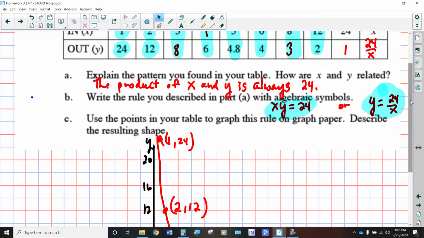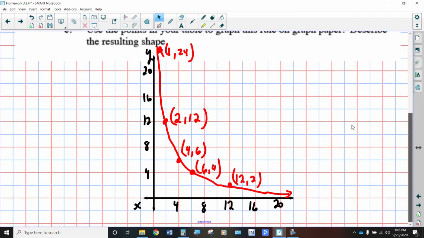So a graph like this is called an indirect variation graph. You get a nonlinear curve, and it will never, ever touch or cross over either the x or the y-axis.